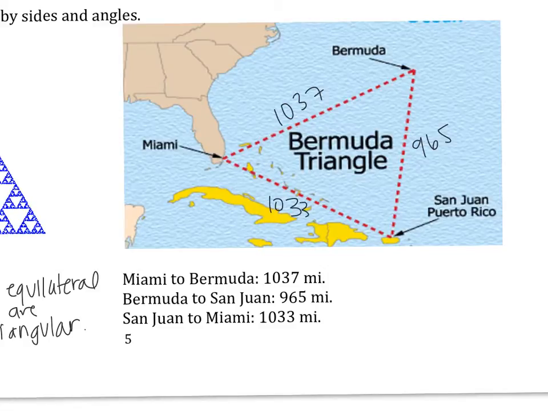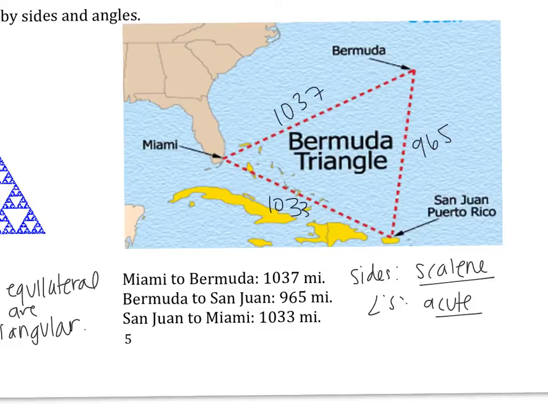Okay, so we need to classify this in terms of sides and angles. In terms of sides, all of my sides are different, so this would be a scalene triangle. In terms of my angles, I don't exactly know what the angles are, but I can guess that they're all acute. So this is an acute scalene triangle.